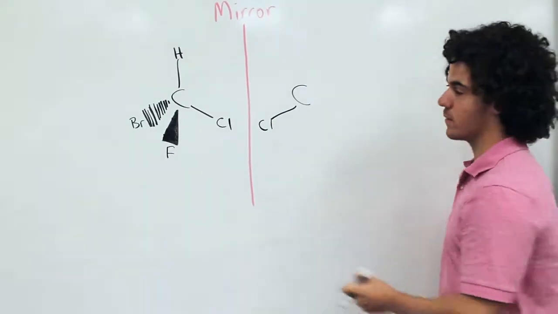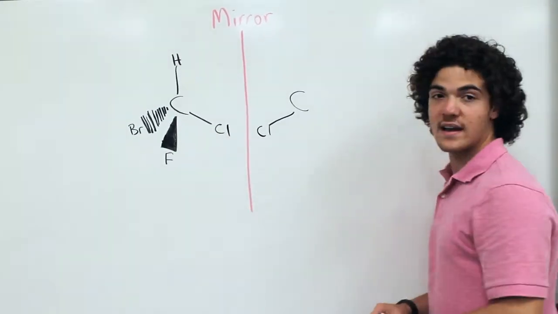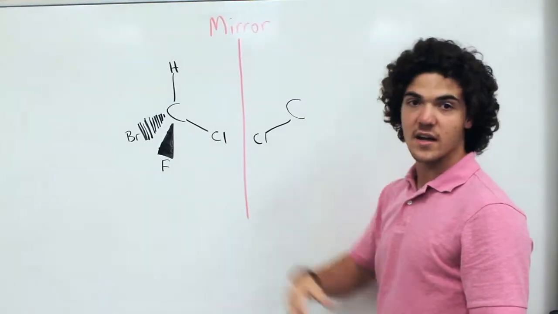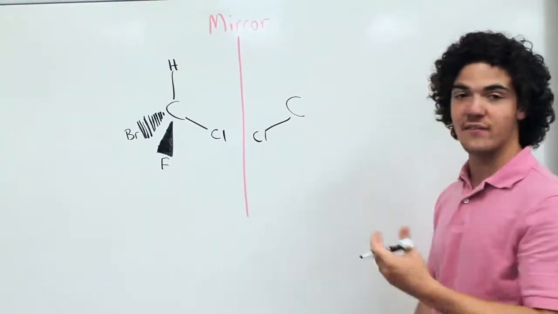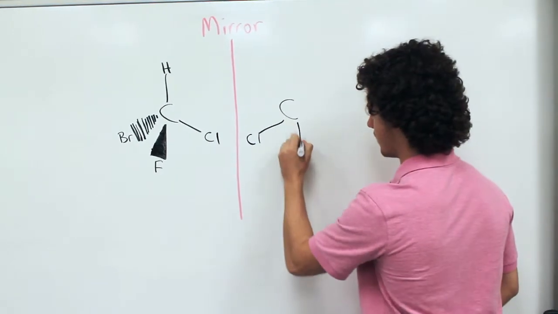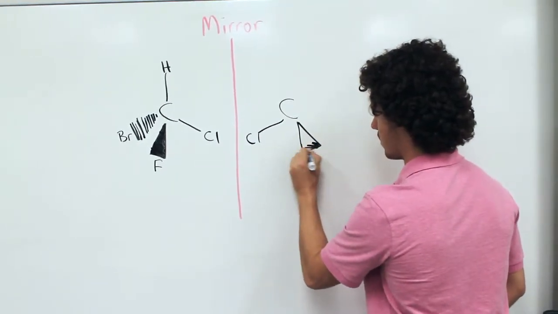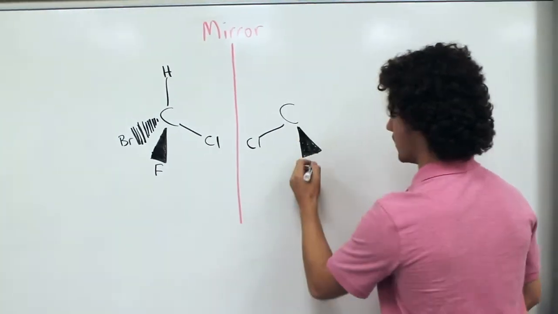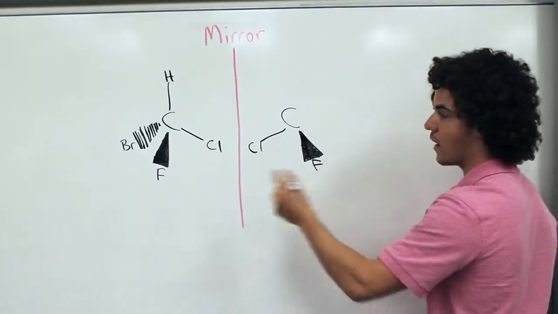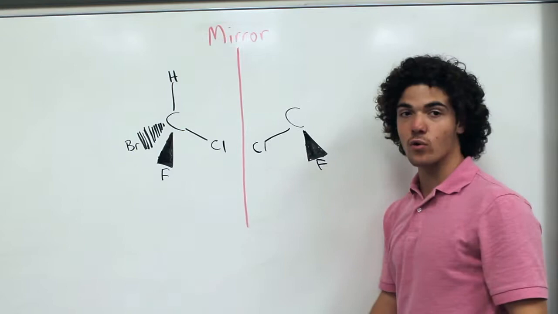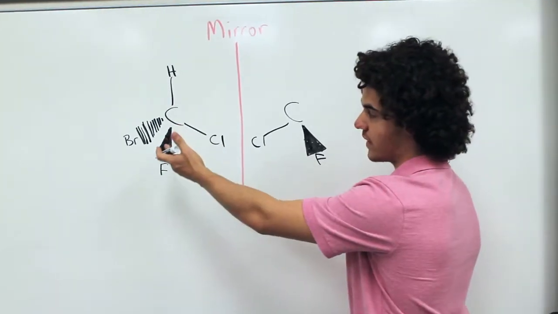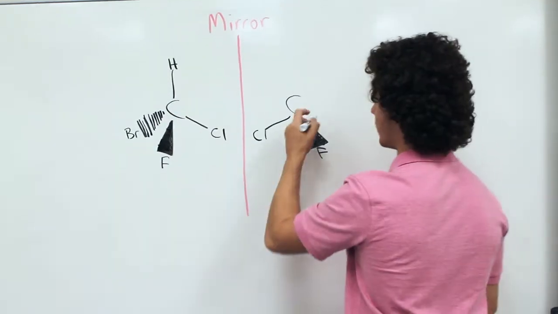Now, we're going to take the next one, fluorine. Since the substituent fluorine has the orientation of a wedge coming out at you, in the mirror image, it will have the same thing. Now, bromine. Like I said about the fluorine, since the bromine has the dash notation in the original, in the mirror image, it will have dash as well.